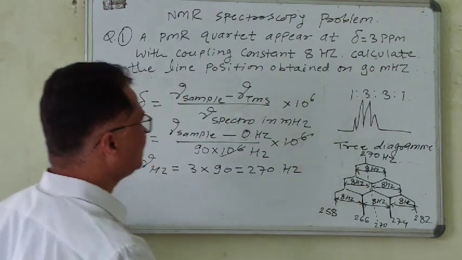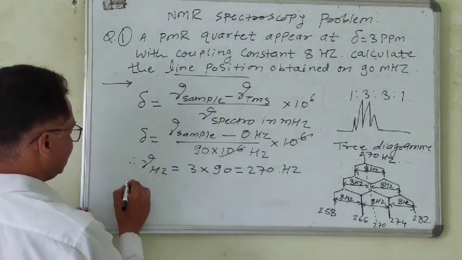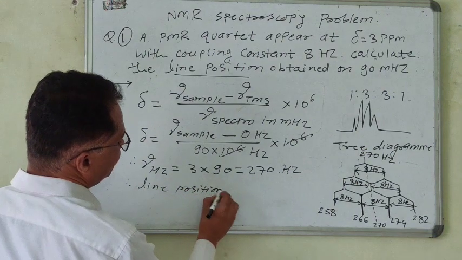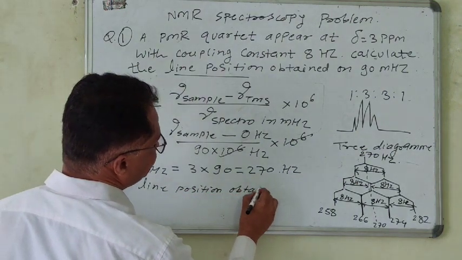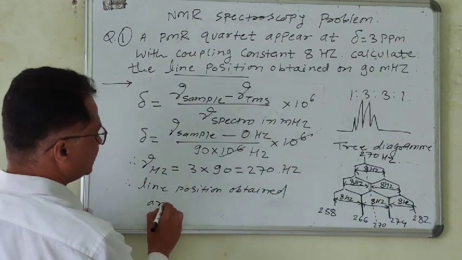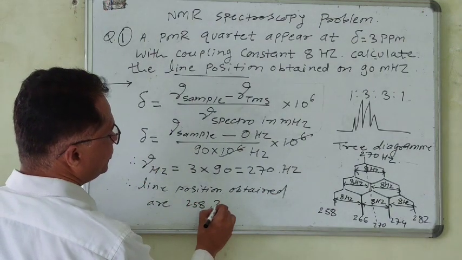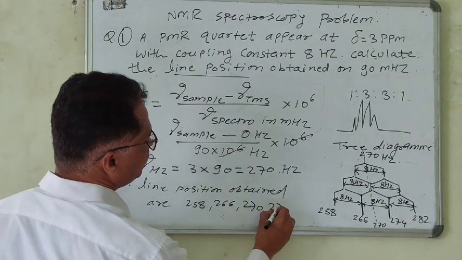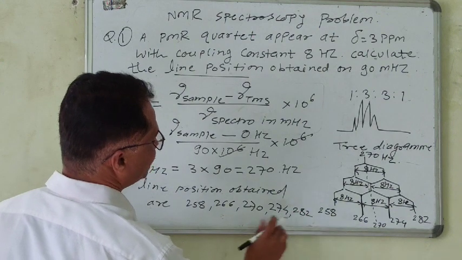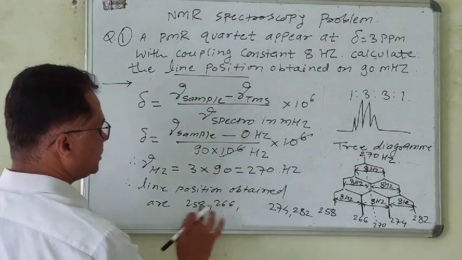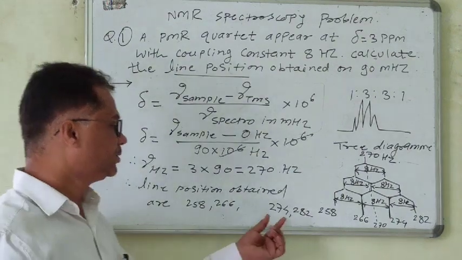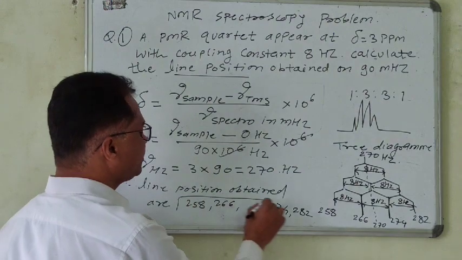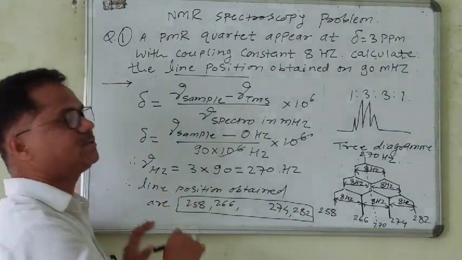So we can say that the line positions obtained are 258, 266, 270, 274, 282. Forget about the middle line: 258, 266, 274 and 282. So these are the line positions obtained in this problem.